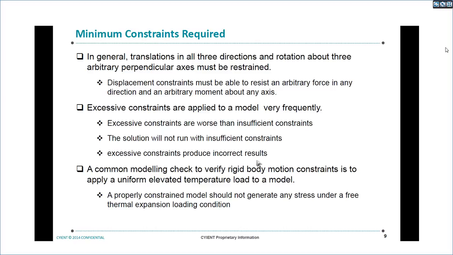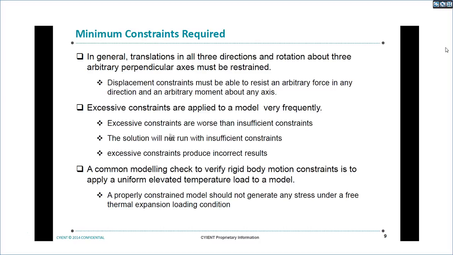A common model check to verify rigid body motion constraint is to apply uniform elevated temperature to the model. A properly constrained model should not generate any stress under free thermal expansion. So this is a very important thing.